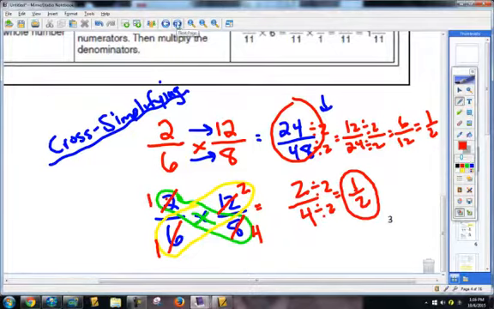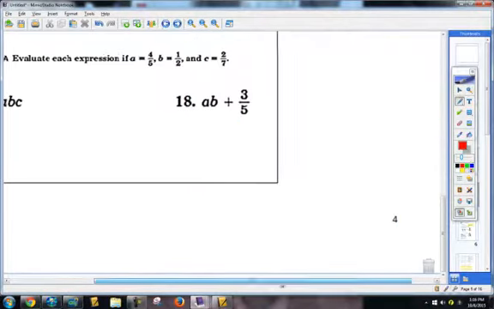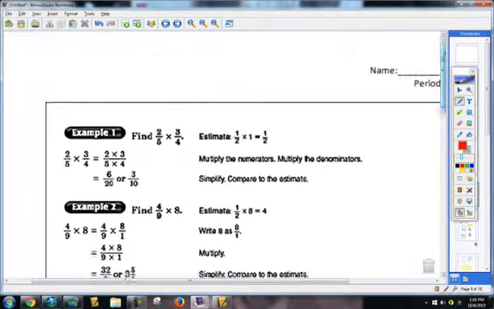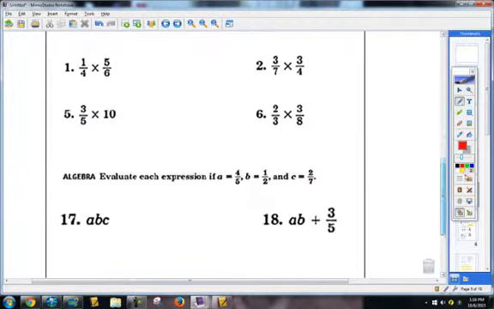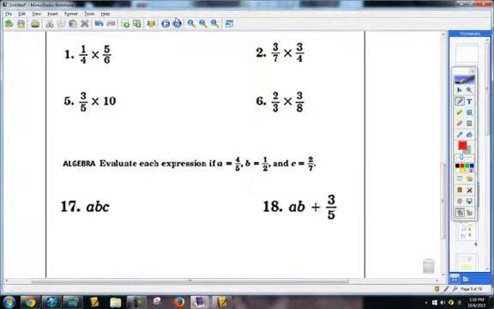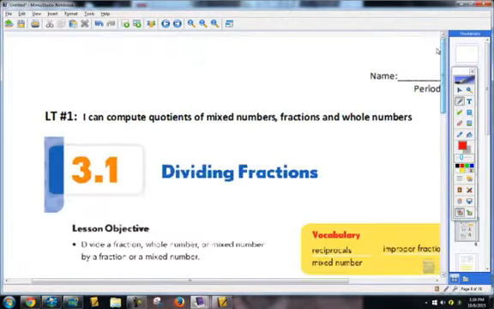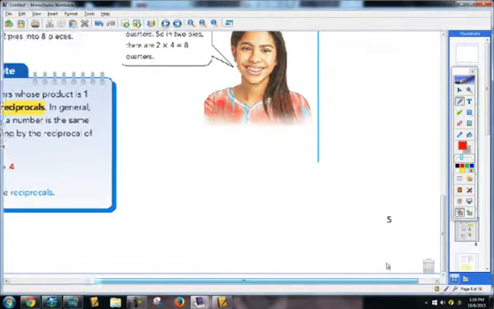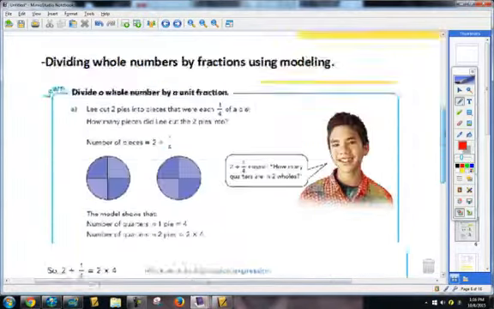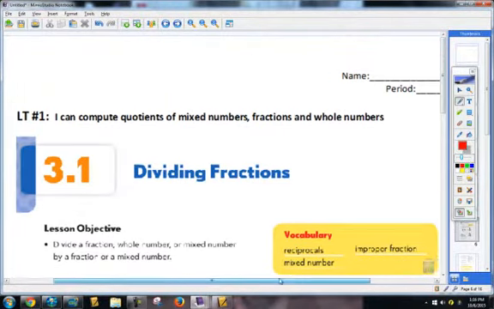Okay, now go ahead and go to the next page. There's some practice there if you want to practice some more multiplying of fractions. I can check that for you if you still need that practice. But let's go ahead and go to page 5. Okay. Now this is what the chapter is all about.